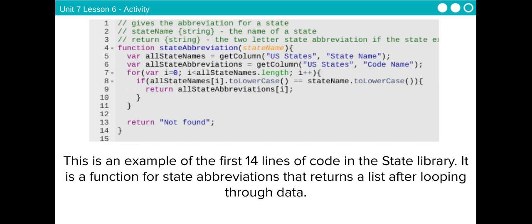For example, the abbreviation function loops through a list of U.S. states and pulls the abbreviation into a new list and changes the capitalization. Similar functions loop through image lists, state seals, etc.